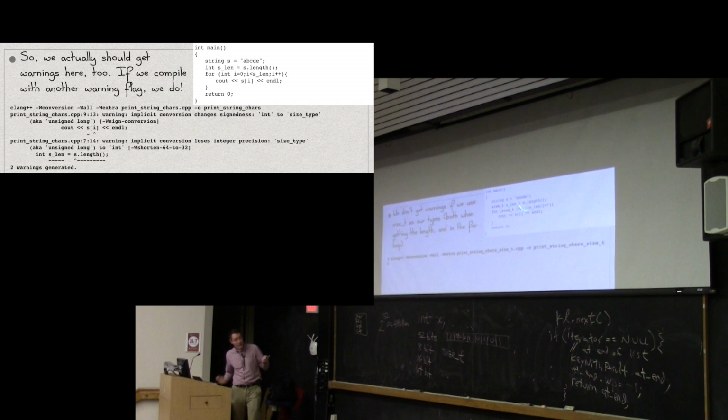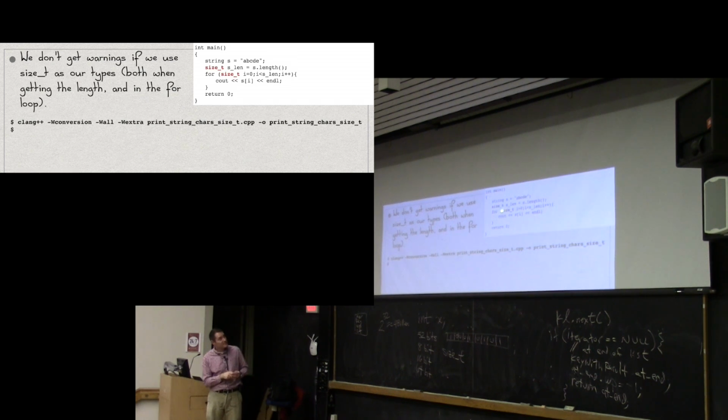By the way, if you do size_t slen gets slen, with size_t, it will give you no error, no warnings, because that's the proper type, right? Length returns a size_t, and in here you're going through a size_t, and it would work fine.